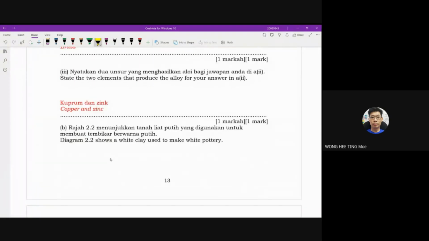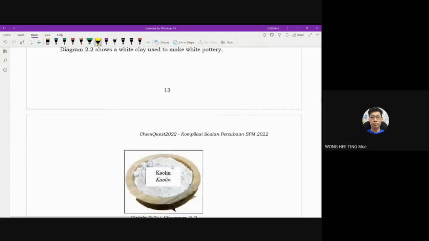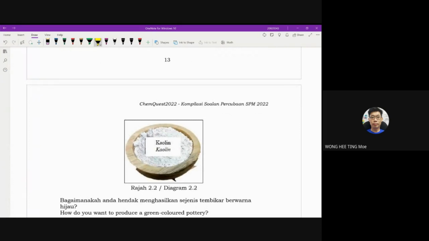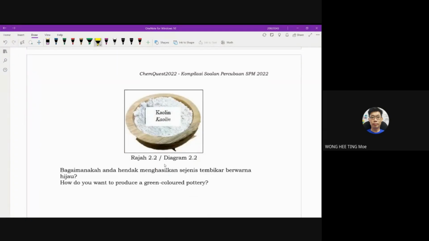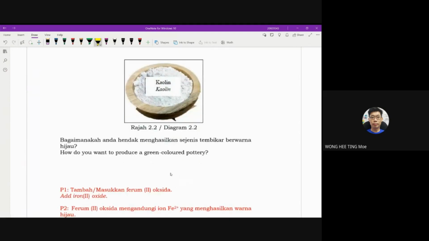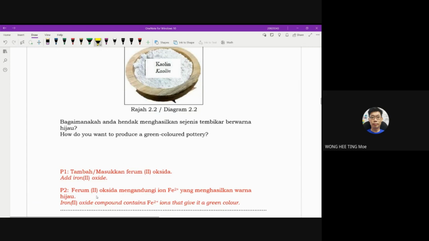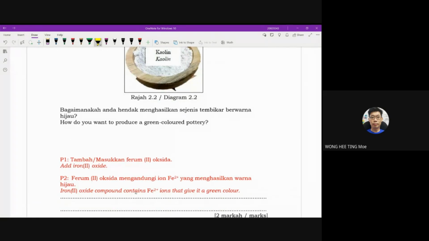The diagram shows the white clay used to make white pottery. So kaolin. How do you want to produce a green colored pottery? How do we make the colored one? We can add iron(II) oxide. Iron(II) is green in color. So iron(II) oxide compound contains iron(II) ions that give a green color.